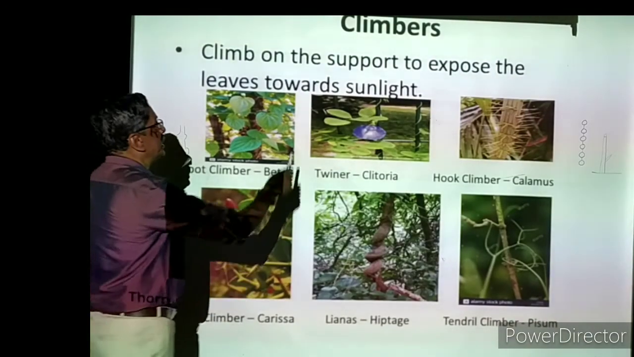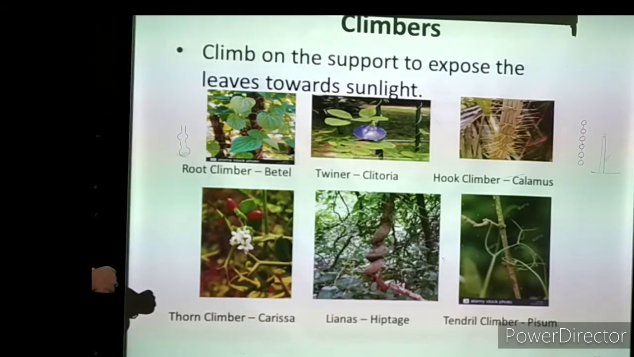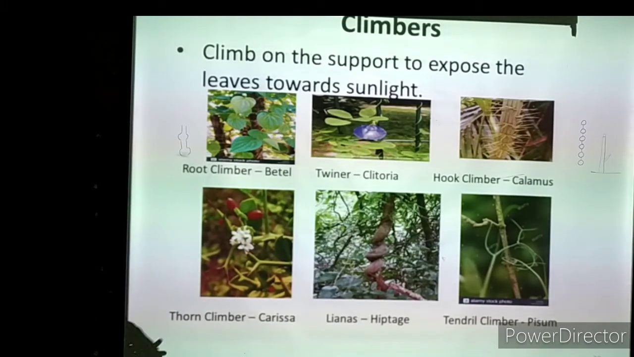Now, we are coming to the next one, climbers. I already told you the stem is very thin. The stem is not very strong. It is very thin and delicate. So, they can climb on the support. They are called the climbers. What way they are climbing, that may be different.